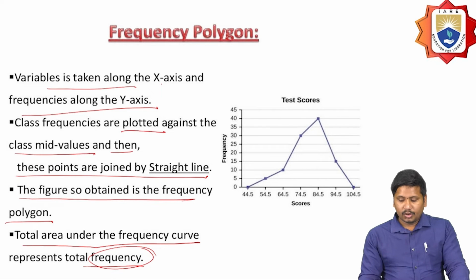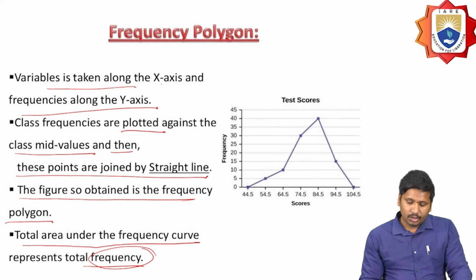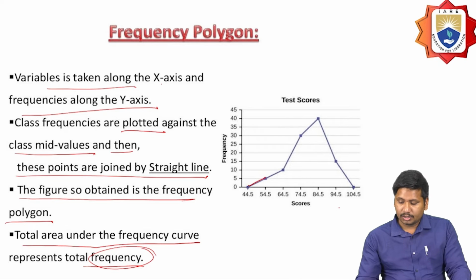So the frequency curve and polygon are the same, but what we have to do is join the points through lines here. So through the lines I can obtain it, and here also I take the class values on the x-axis, and the frequency on the y-axis has to be considered.